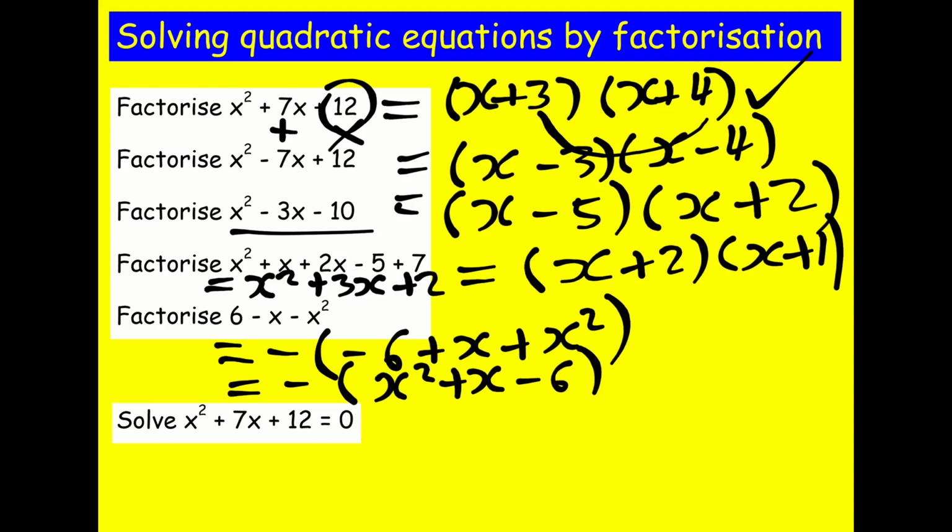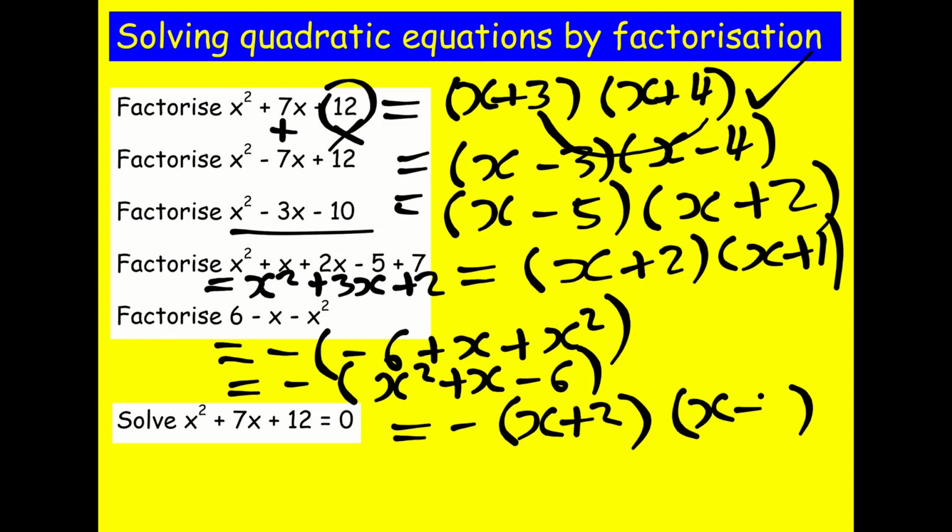Okay, you might have already spotted how to do it. We're going to have an x. We're going to have an x. Now this is negative, so one of them is going to be positive, one of them is going to be negative. 3 and 2, yeah, that works if I do 3 and minus 2. And again, I've factorized these.